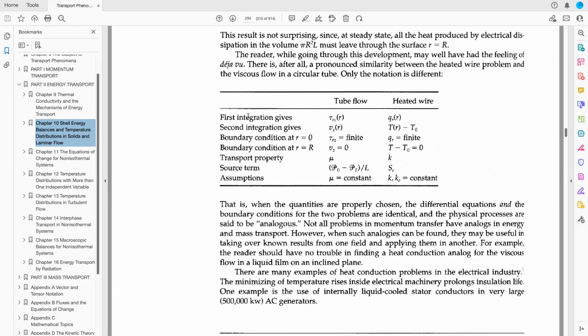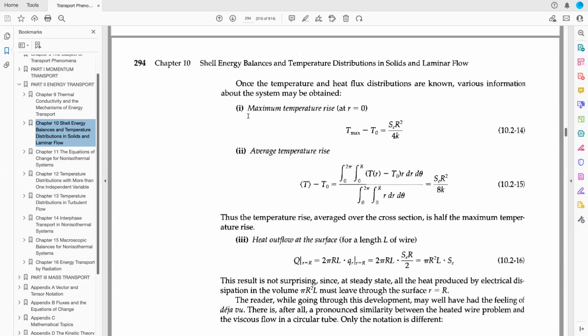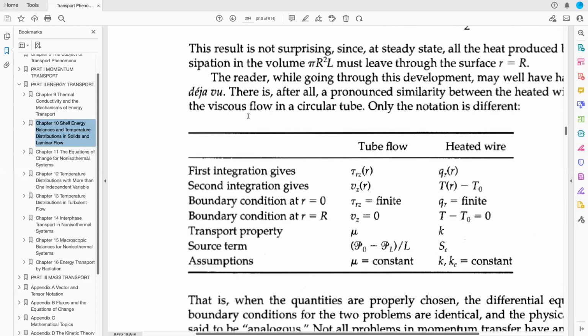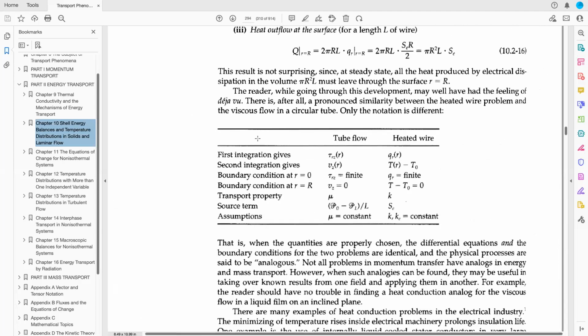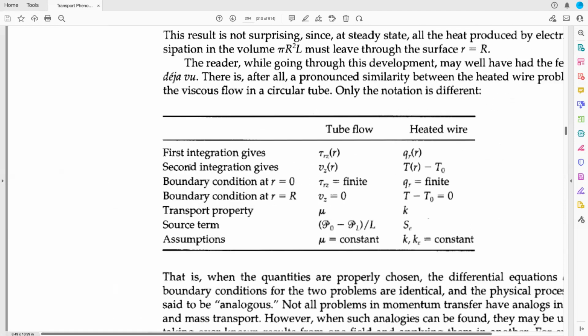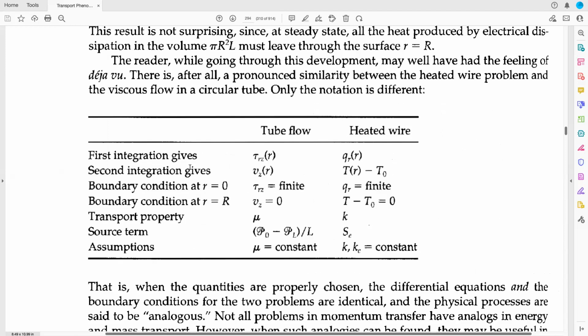You can see this on page 294. It says that the reader, while going through this development, may well be aware of having a feeling of deja vu. There is, after all, a pronounced similarity between the heated wire problem and the viscous flow in a circular tube. The notation is different.